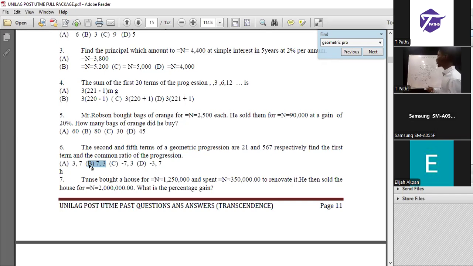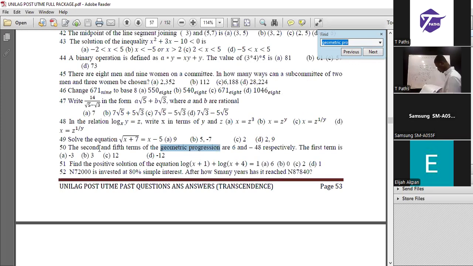So whenever you are asked to calculate the geometrical progression, we should know the formula to use. We treat a second question on that. So the second question, let's look at our past question, 2012 to 2013, question number 50.